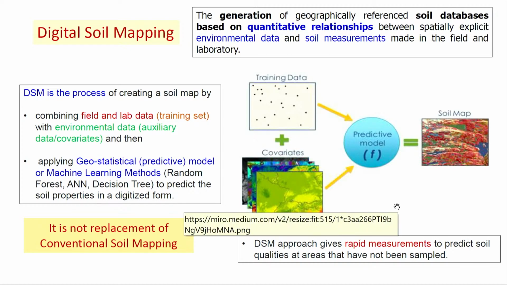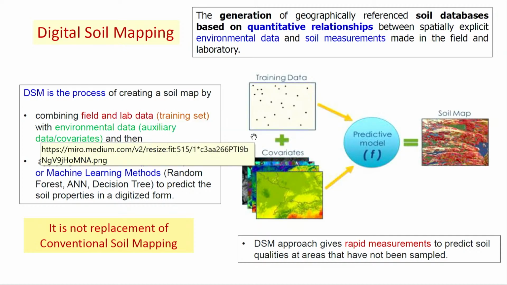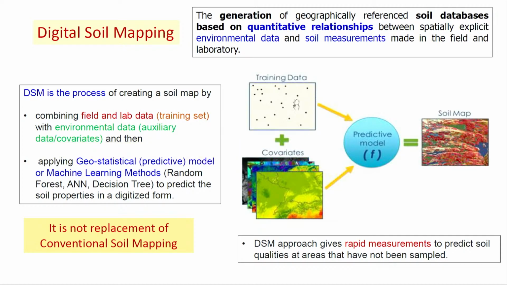Here what we do, it is a rapid measurement technique to predict soil qualities for the area where you have not sampled. Suppose this is my area, and at random I can take samples at various land use, land cover, various geomorphology, or various places.